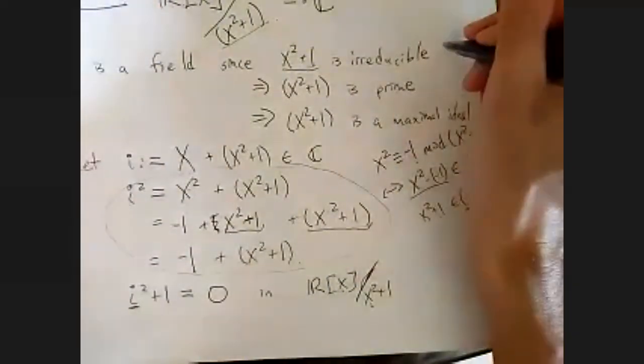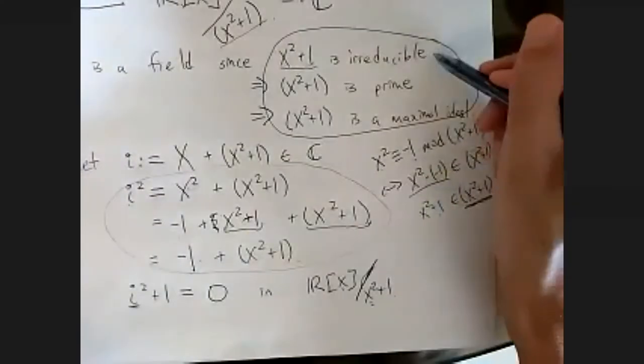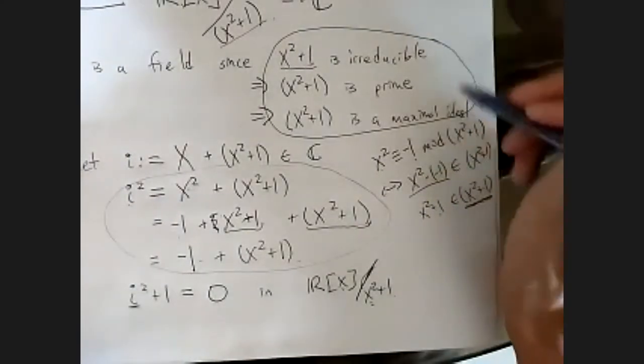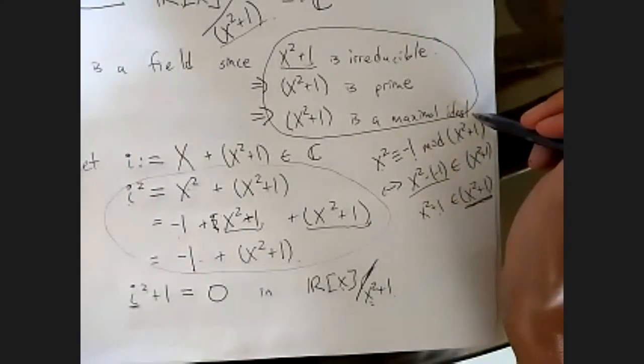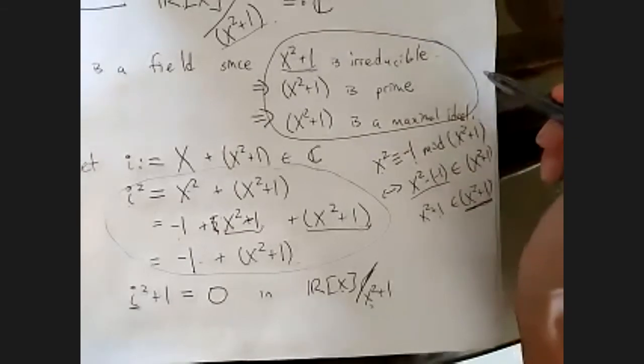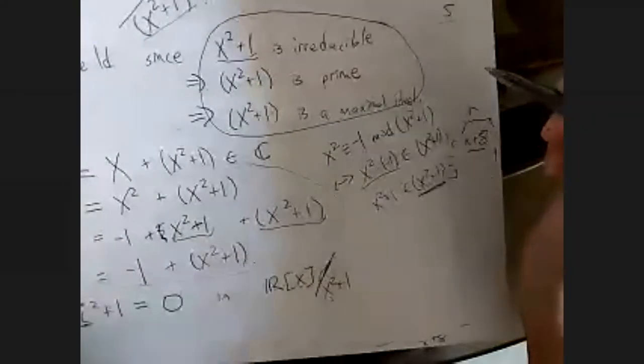Okay. So now I just want to explain a little bit about this sequence of steps, which allows us to take an irreducible polynomial and get out of it a maximal ideal, which means we get a field.